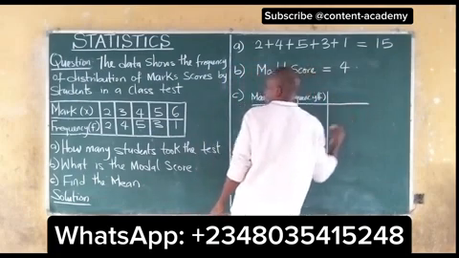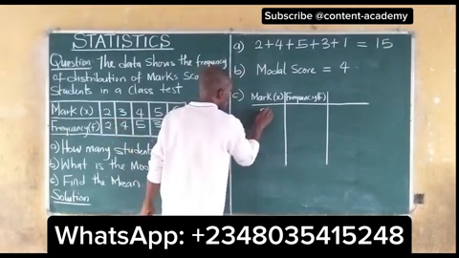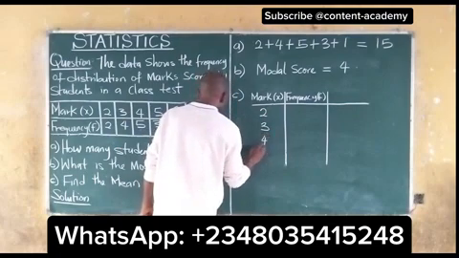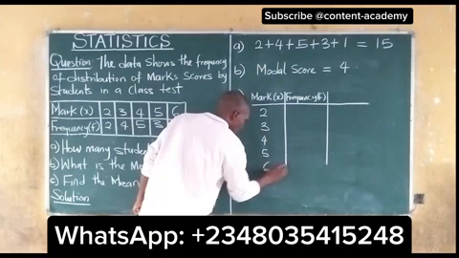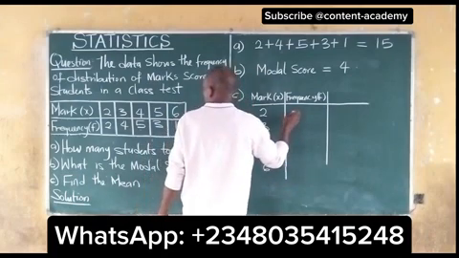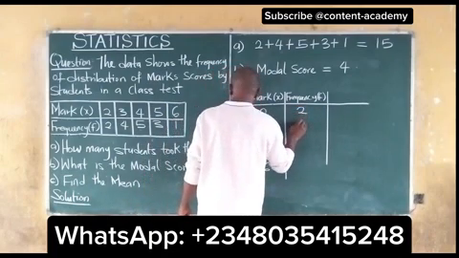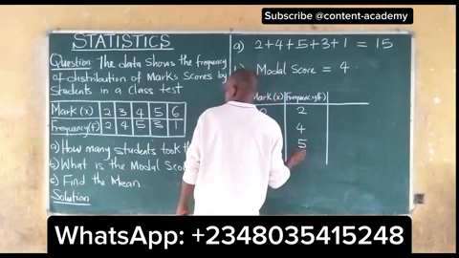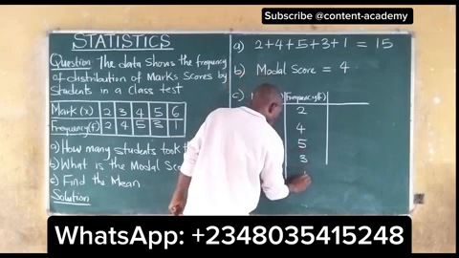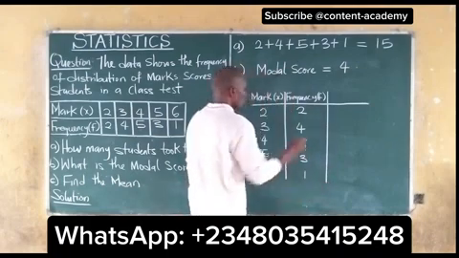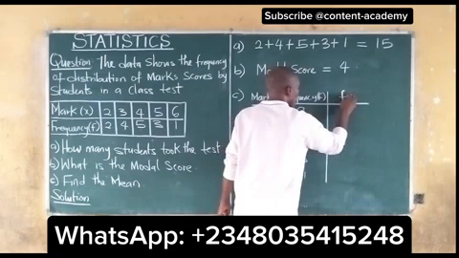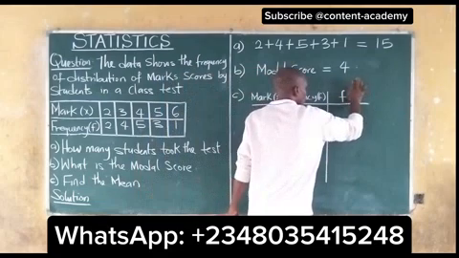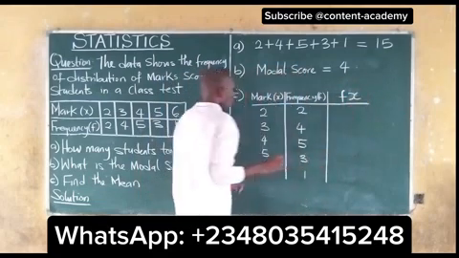We now write it out. We have our mark score to be 2, 3, 4, 5, and 6. Now we have the frequency to be 2, 4, 5, 3, and 1. Now we also have to produce f of x. Now what's our f of x?